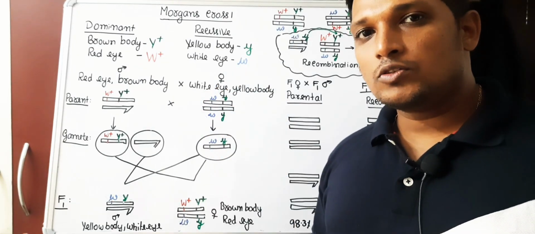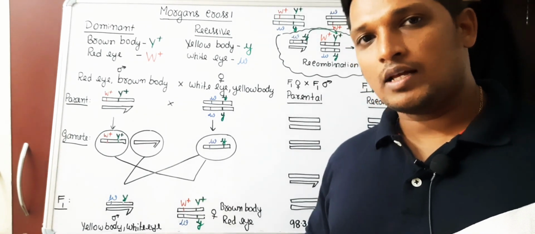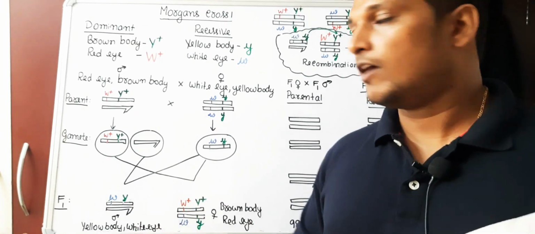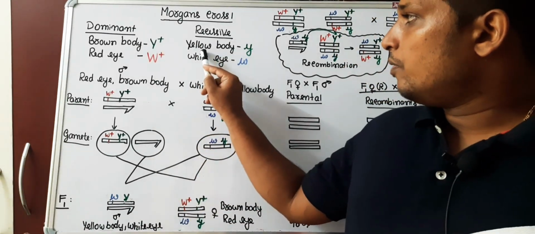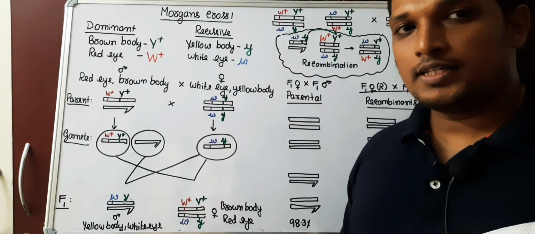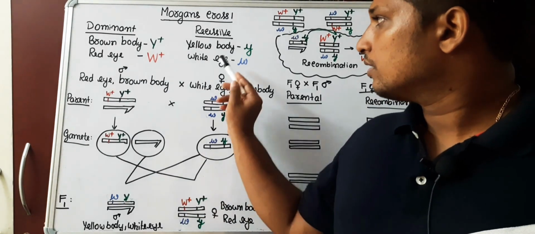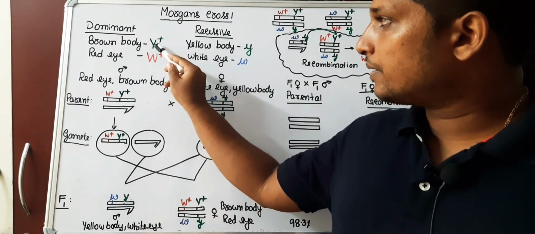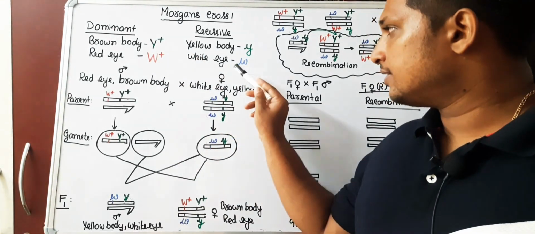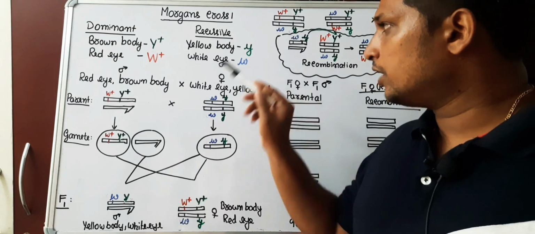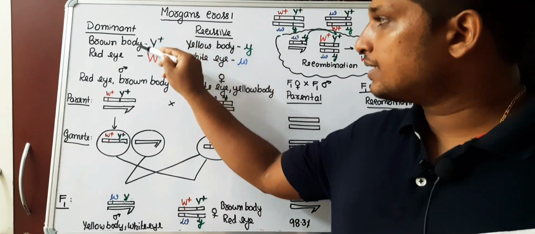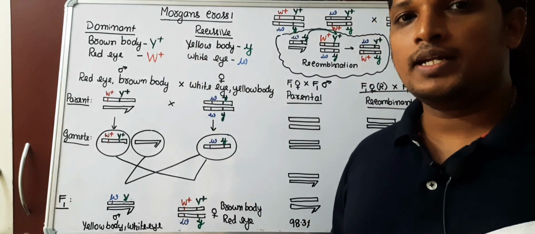Now in a cross, to represent those genes, we use alphabets as Mendel used earlier. Tall is capital T, small t, all those things. Yellow body is represented as small y because it is recessive, so we represent it with a small letter. In contrast, the dominant character is represented as y plus. White eye is a recessive character, small w. Its dominant character is red eye, w plus. So plus means it is a dominant character.